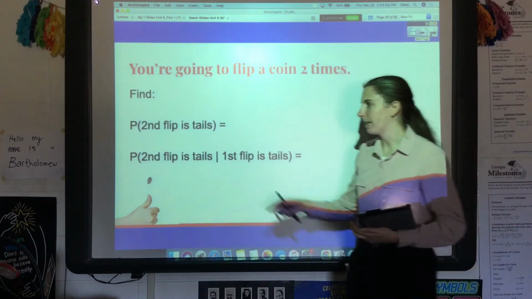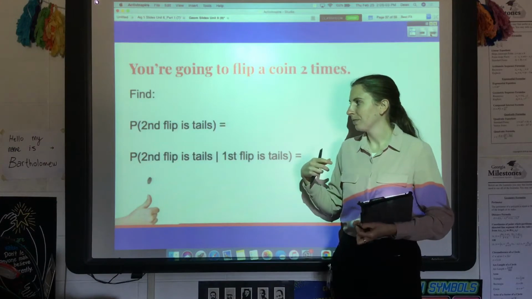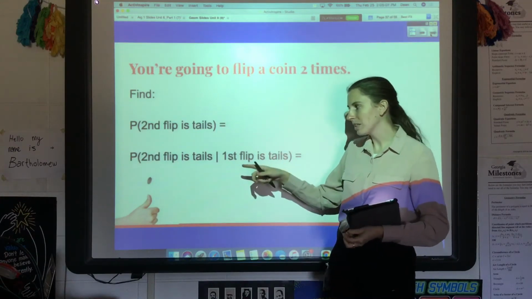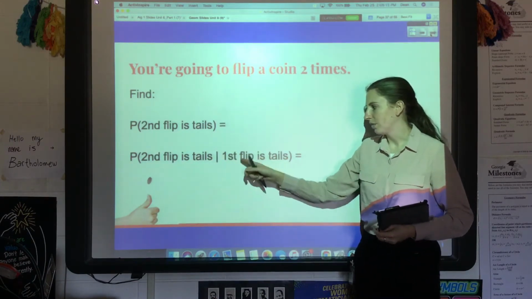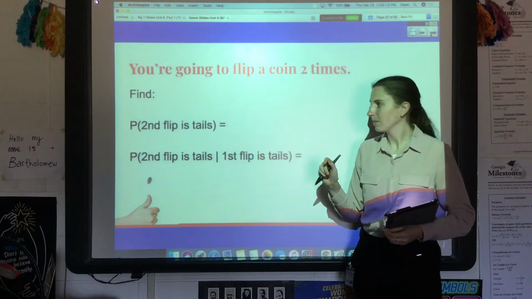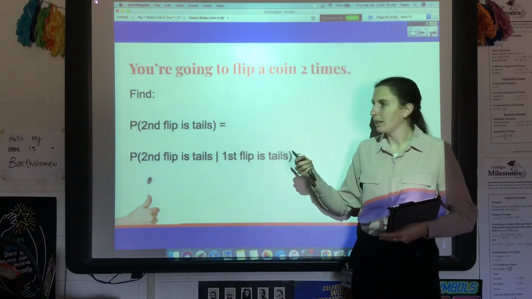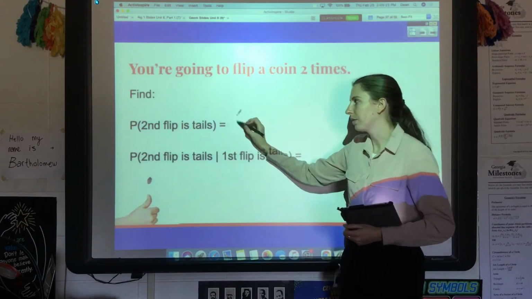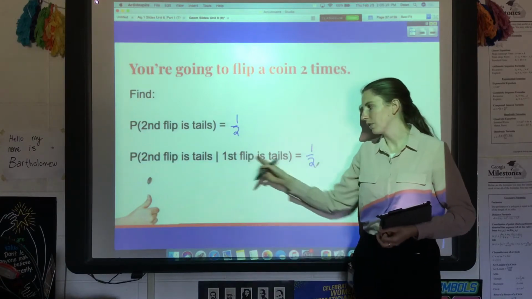What is the probability that the second flip is tails? And then also think about what's the probability that the second flip is tails given the first flip is tails. Are these going to be different at all? They really won't be. The probability that any flip of a coin is tails is going to be 1/2 or 50%. And it doesn't matter what the first flip was.